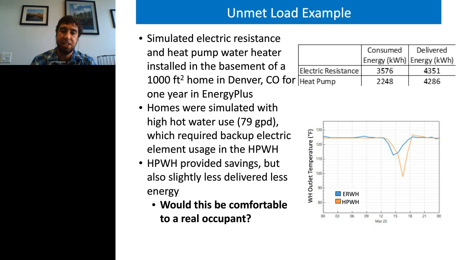It also delivered a little bit less energy. And so really the question is, would this be acceptable for a real occupant? Would they be okay with that? So there's an example here of one particular day where there happens to be a lot of draws in the early afternoon. And so the outlet temperature of the heat pump water heater drops a bit more than that of the electric resistance water heater. And so the question is really, is that okay? Or is that something that would be a problem for the occupant? And how do we quantify that in simulation and make sure that when we're recommending an upgrade, we don't recommend something that's going to not be acceptable?